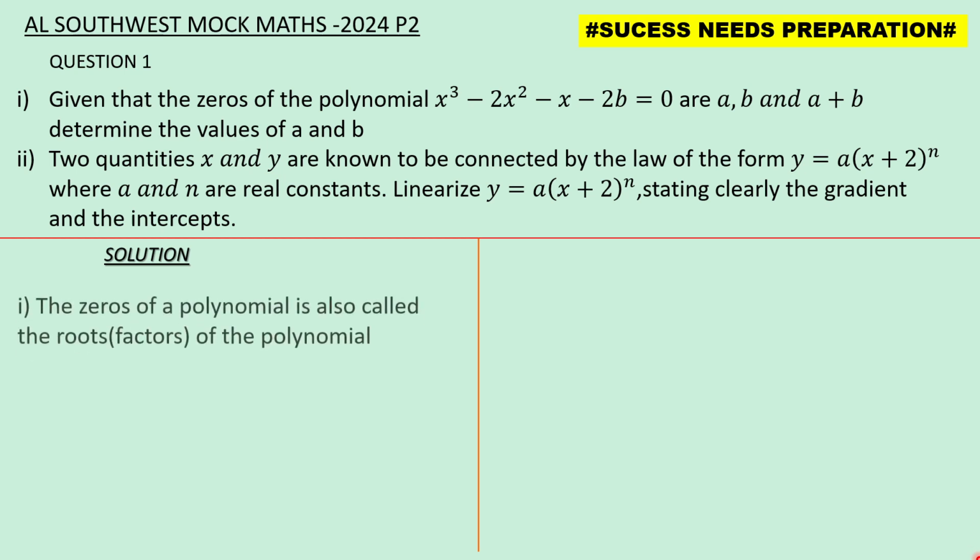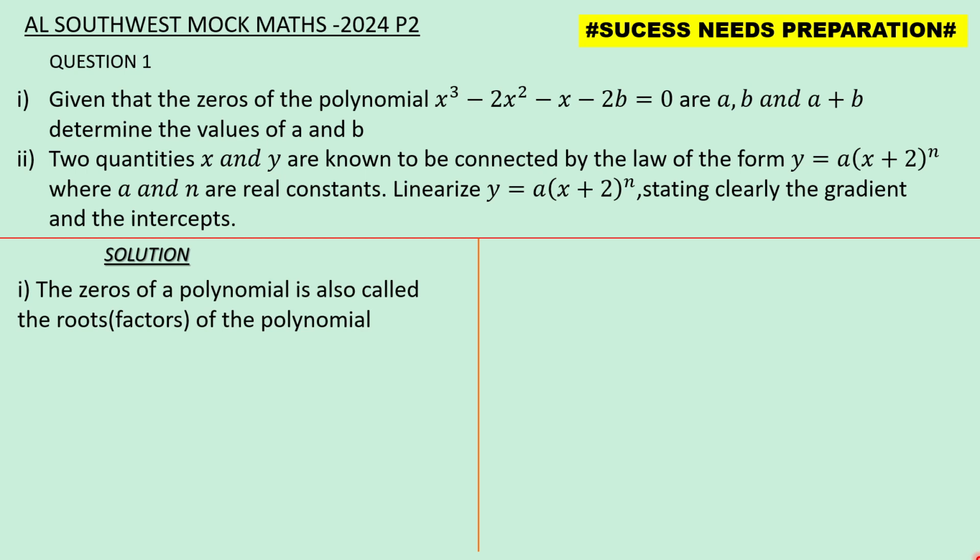Good. So we have to recall something here, that the zeros of a polynomial are also called the roots or the factors of that polynomial. Take for example a quadratic equation of the form x squared minus 3x plus 2 equals 0. To factorize it, we are left with x minus 1 times x minus 2, of which x equals 1 and x equals 2 are the roots of the quadratic equation.